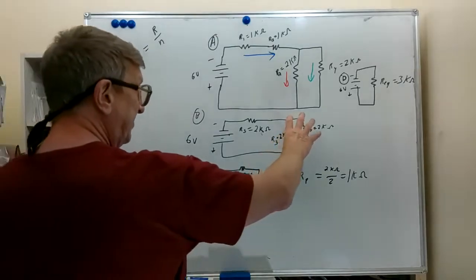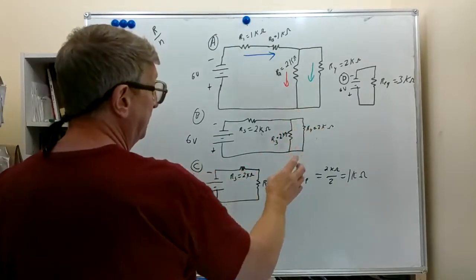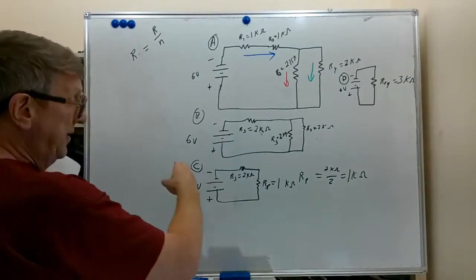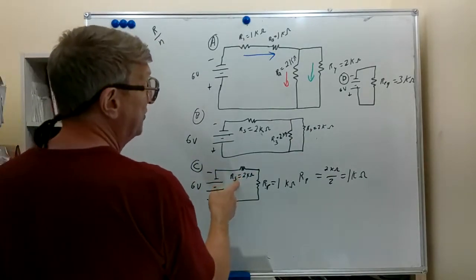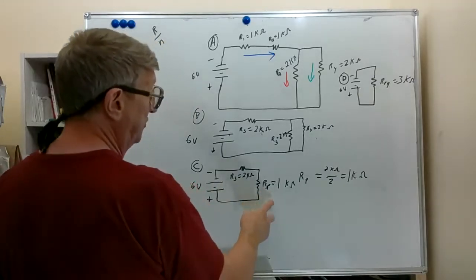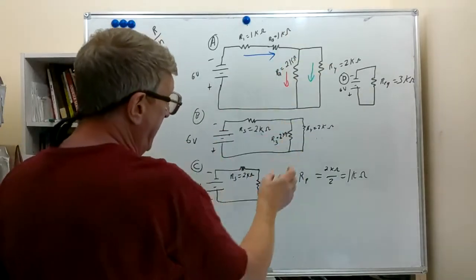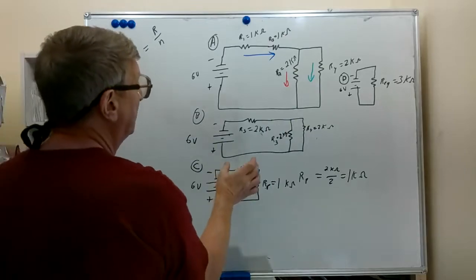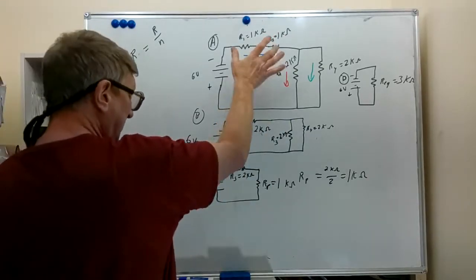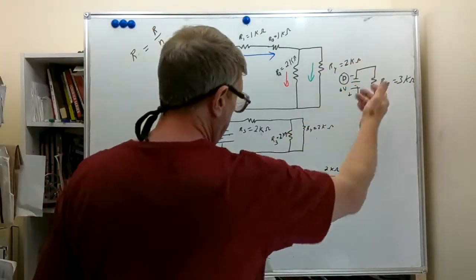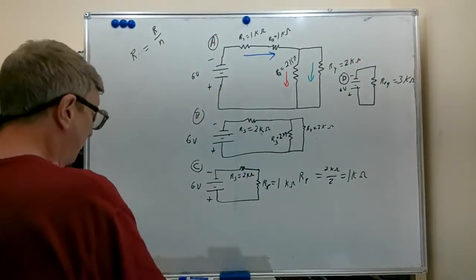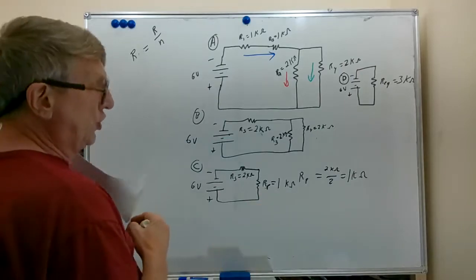Then we replaced this bank of parallel resistors with a single resistor. So now we have a series circuit with a 2 k ohm resistor in series with a 1 k ohm resistor, which is the equivalent of this parallel branch. This 2 k ohm is the equivalent of this series section. We combined them again to make our calculation a little bit simpler. So let's find out what the total current here is.